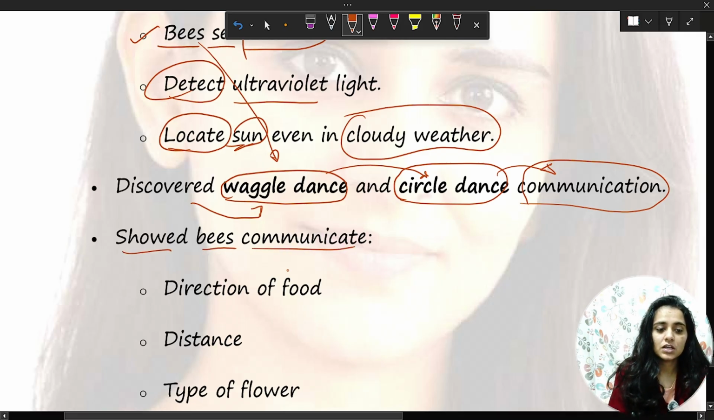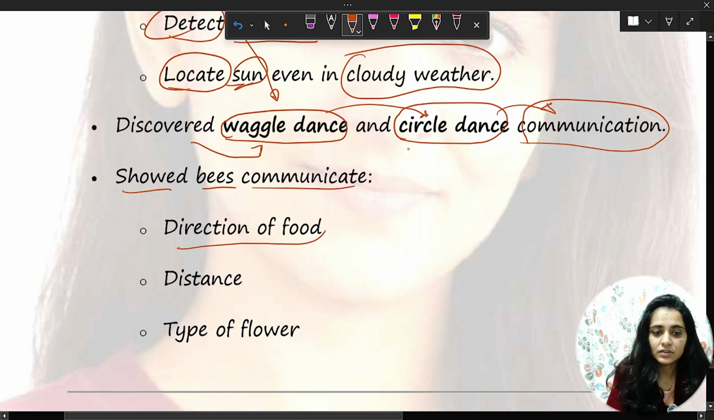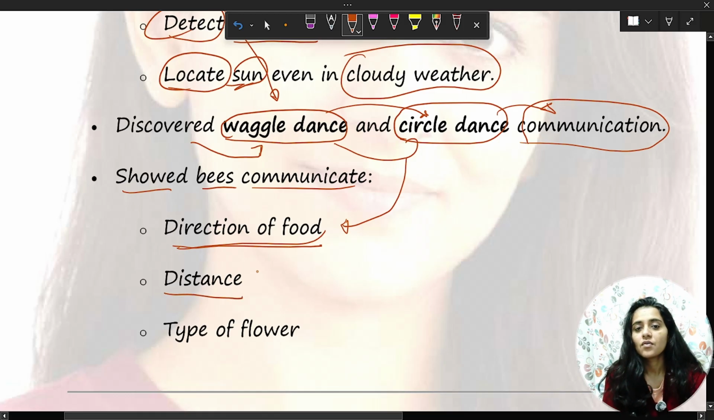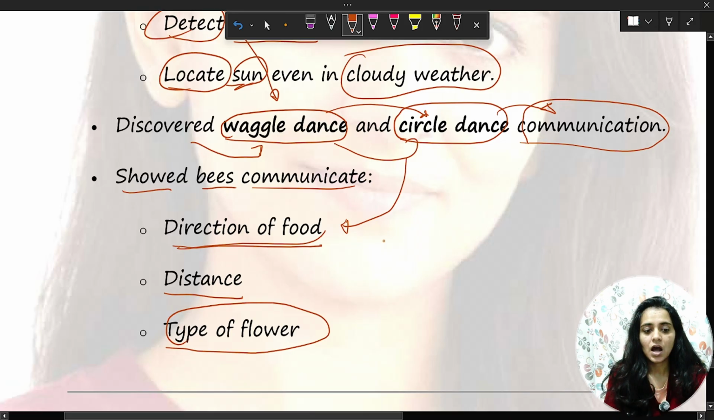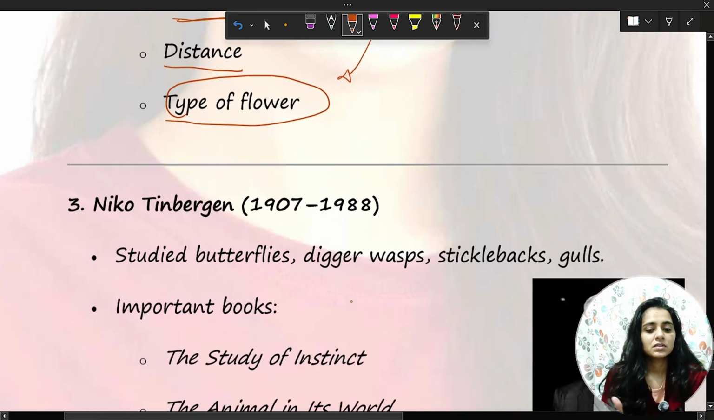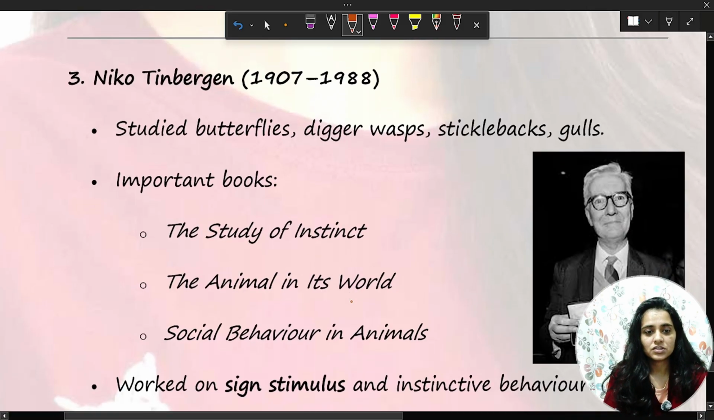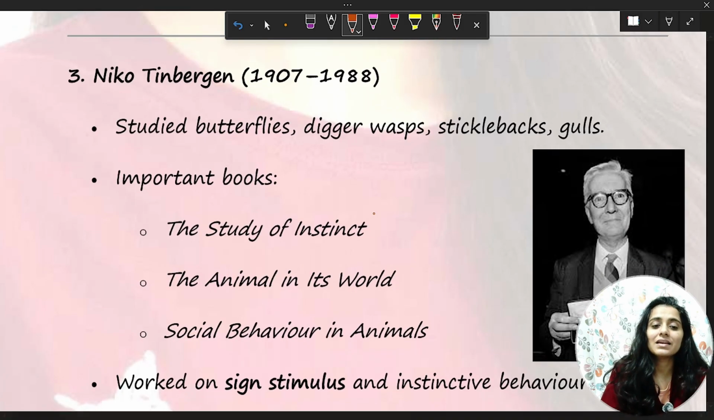He showed bee communication, like the direction of these communications. This dance will communicate the direction of food, the distance from the hive, and the type of flower present, their favorite flower or some not so likable flower. They will communicate with this dance.